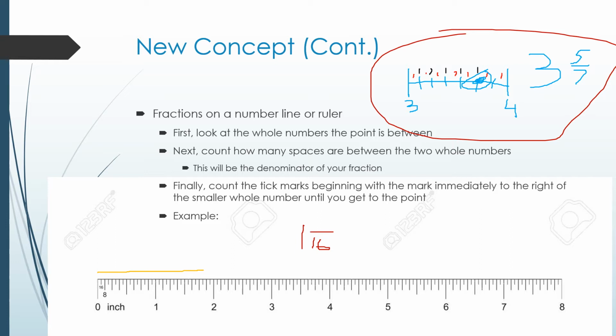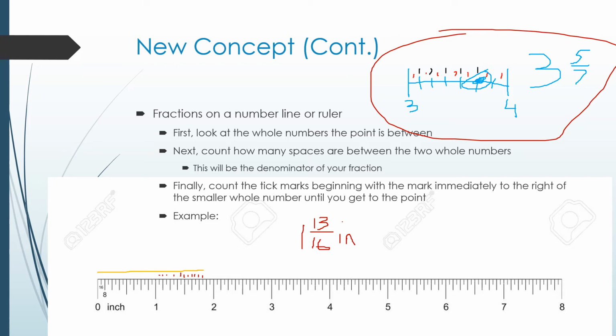So now we just count the tick marks like we did before. 1, 2, 3, 4, 5, 6, 7, 8, 9, 10, 11, 12, 13. So we would be at 1 13/16 of an inch.